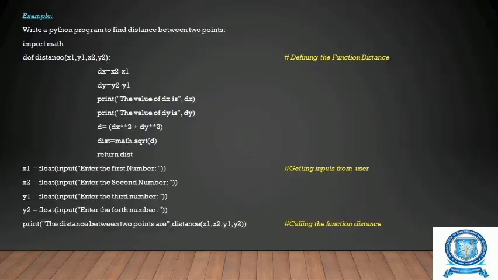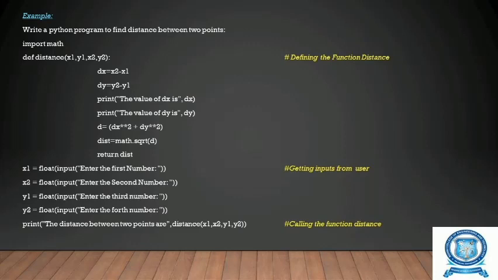So, consider this example. Write a Python program to find the distance between 2 points. We all know the formula for the distance between 2 points is the square root of (x2 minus x1) the whole square plus (y2 minus y1) the whole square. So, how do we write it as a Python program? First, in the first line we are importing the math module, which will retrieve the square root function. So, the square root function will be retrieved from the math module.